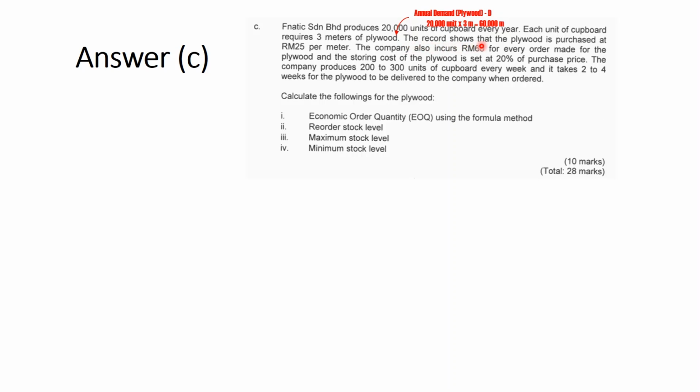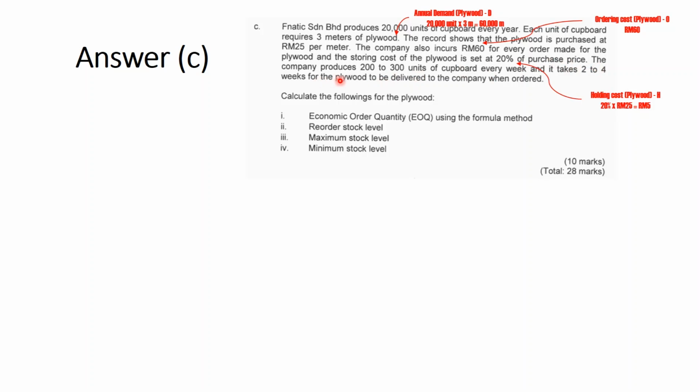Next, the record shows that the plywood is purchased at RM25 per meter. So this is the purchase price. The company also incurred RM60 for every order made. So RM60 is considered as ordering cost, which is O. And next, the storing cost of the plywood is set at 20% of purchase price. 20% of the purchase price of RM25. Therefore, 20% multiplied by RM25, then you get RM5.